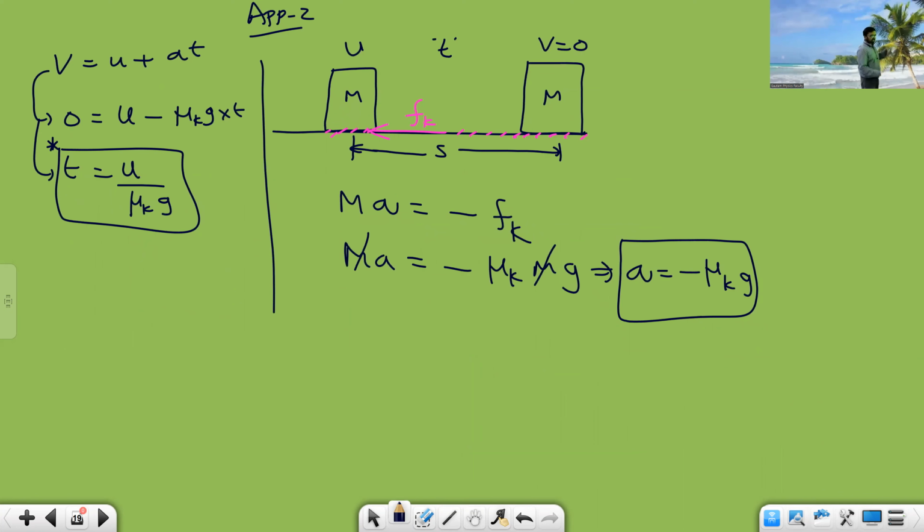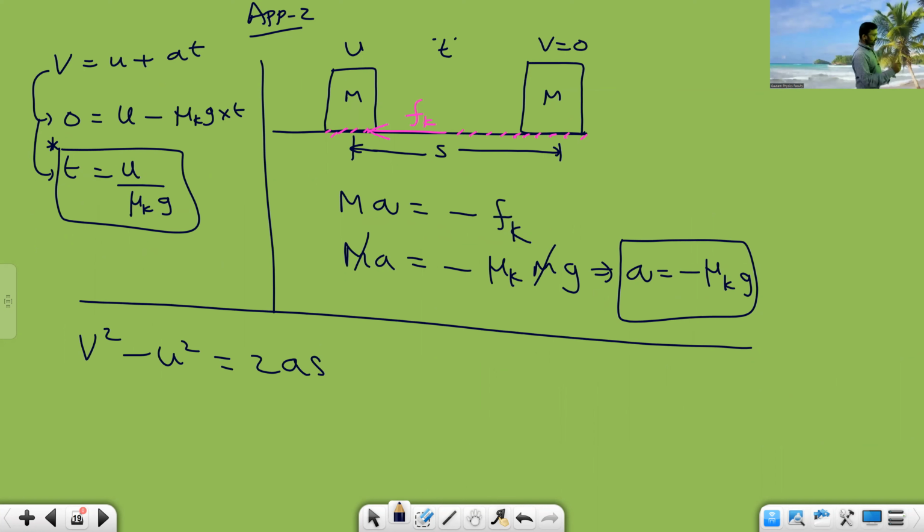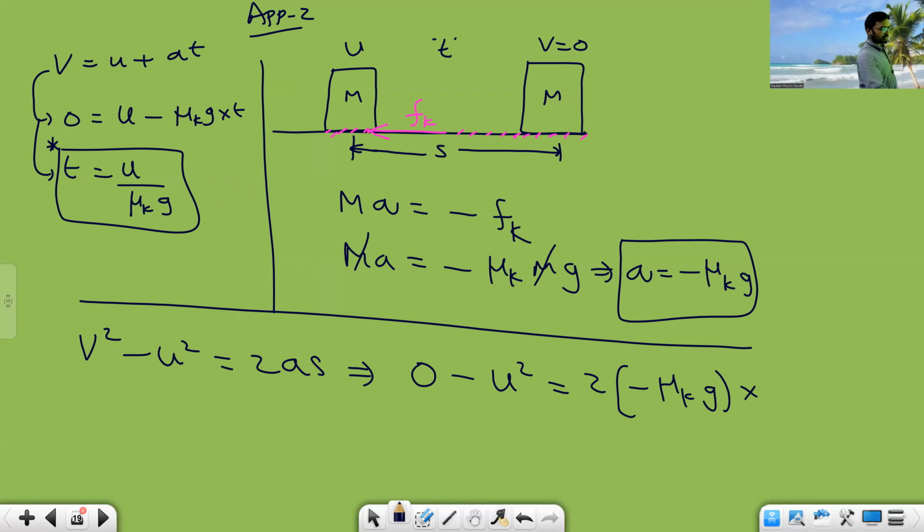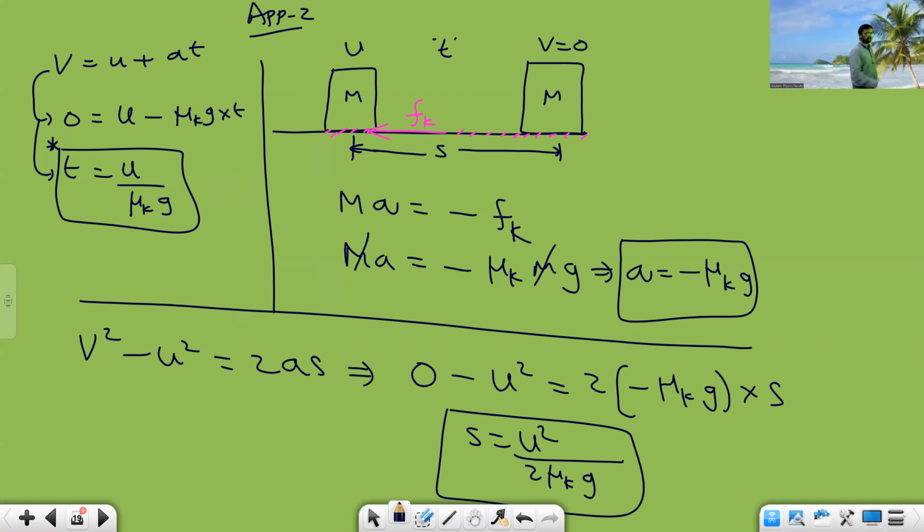How to find S? I have one formula: V square minus U square equal to 2AS. So from here I can write 0 minus U square equal to 2 into minus mu K g into S. Minus cancels. S is equal to U square by 2 mu K g. Very important formula here.